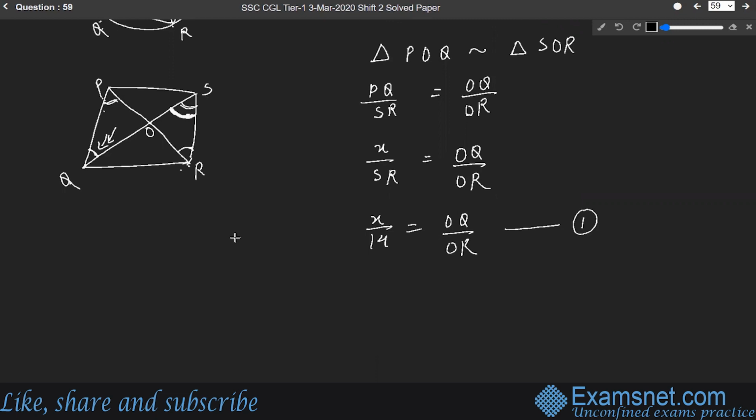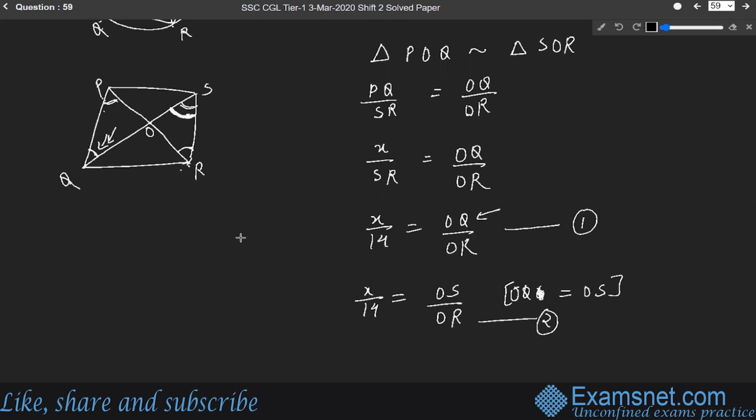All right. But it is given that OQ is equal to OS. So we can substitute the value of OQ. So it becomes x by 14 is equal to OS divided by OR, because OQ is equal to OS. All right. That is why in the place of OQ we have written OS here. Now consider it as equation number 2.